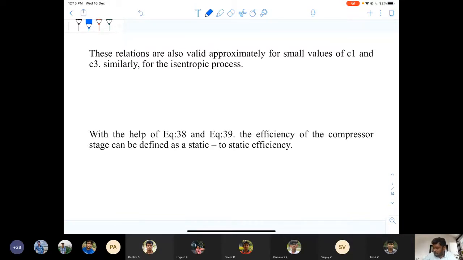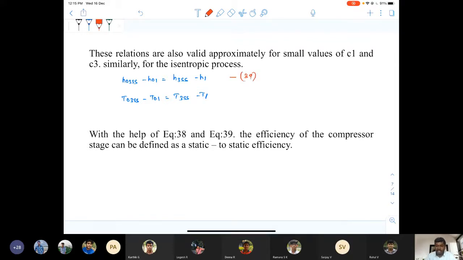Similarly, for an isentropic process you can write H03 SS minus H01 is equal to H3 SS minus H1. This SS denotes the isentropic process, and in the same way T03 SS minus T01 will be equal to T3 SS minus T1. Consider this equation as equation number 39.